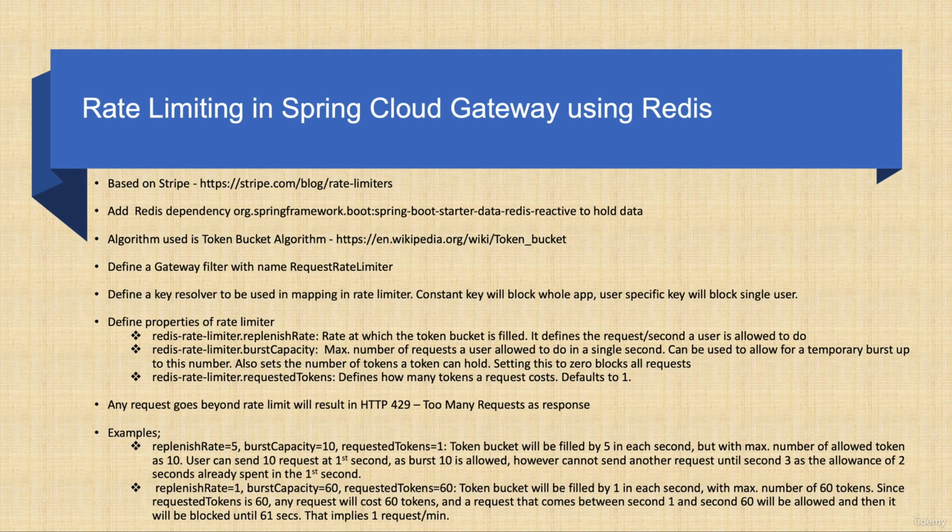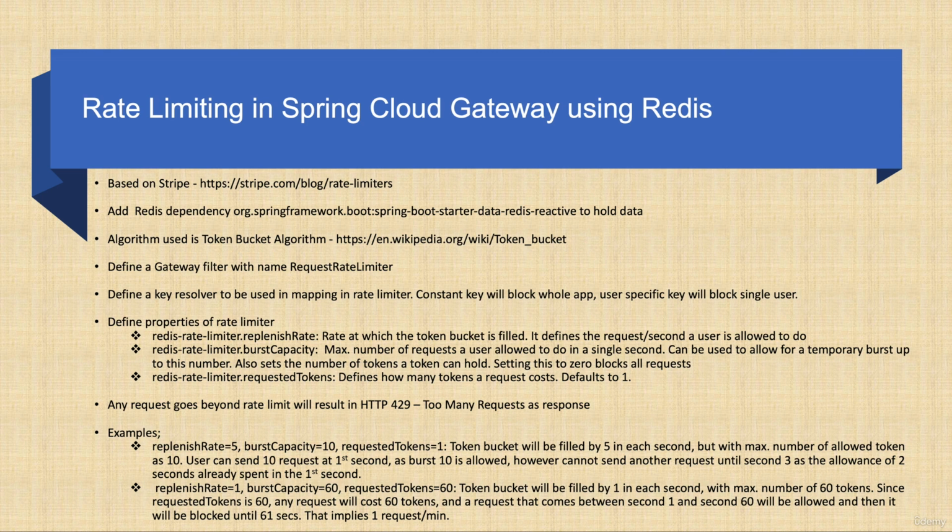This rate limiter solution is based on Stripe. You can check about it more at stripe.com. We will use the Spring Boot Starter Data Redis Reactive dependency, which will enable using Redis as the data store for the rate limiter. It uses the token bucket algorithm by default. We will create a filter named request rate limiter first, and then define a key resolver to be used in mapping in the rate limiter. There are three important properties to be defined in the rate limiter.